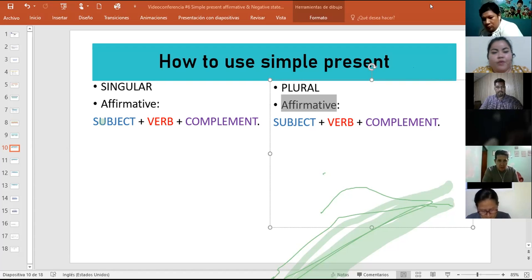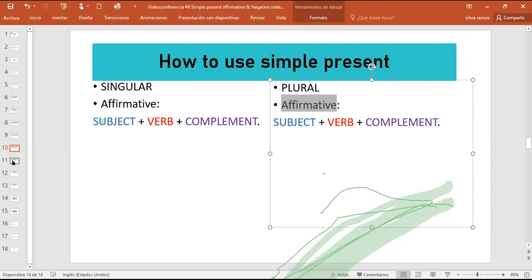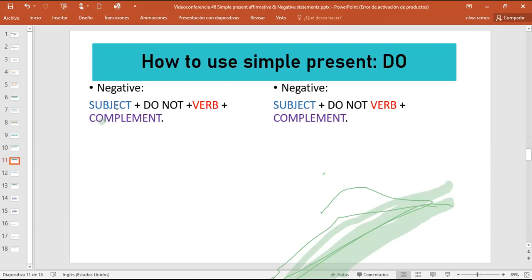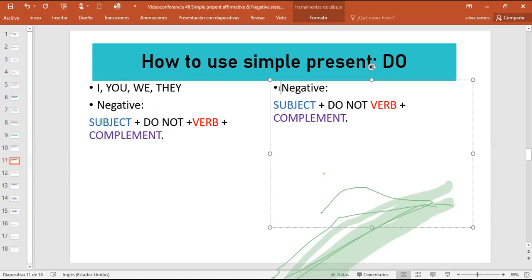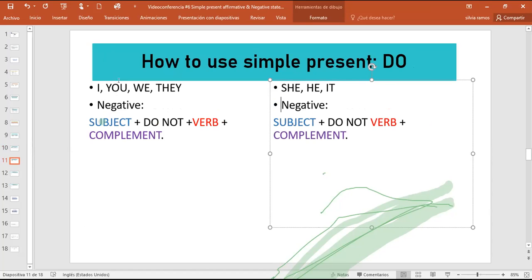Okay, very good. We have the first in affirmative. Let's go ahead and do the following. We're gonna do negative form, right, of plurals, right, of I, you, we, and they. Escojan uno. No lo vamos a hacer todos. Acá tenemos she, he, it. Okay. Let's use one. Ya están las fórmulas ahí.